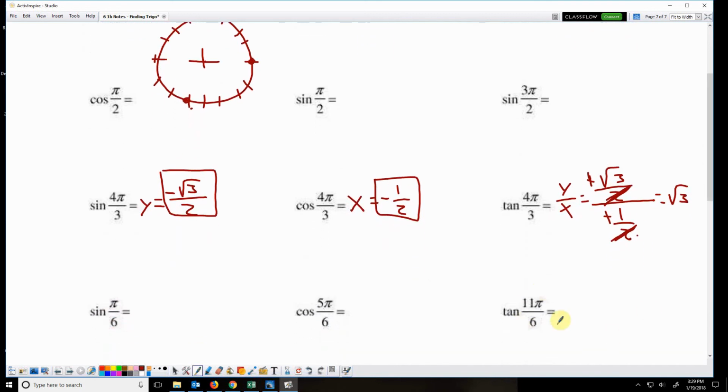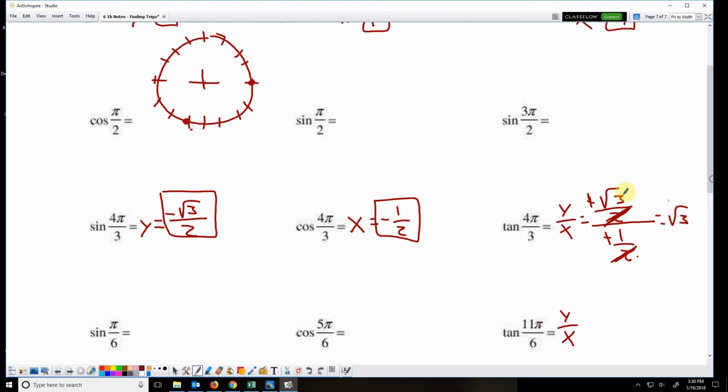Let's go down and do this one here. Tangent 11 pi over 6. So it's a y over x again. So 11 pi over 6. If we go all the way around the unit circle, that's 12 over 6. So we've got to back up 1, and there's 11 over 6. The y value there is the first position down, so that is negative 1 over 2. The x value there is the third position to the right. That is root 3 over 2.